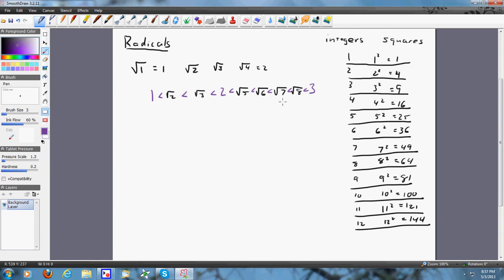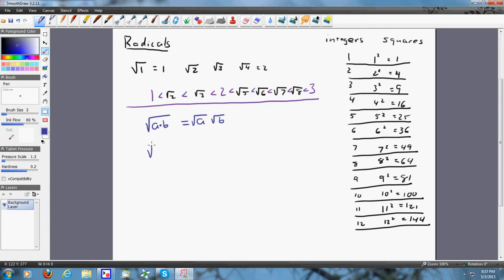Now, what I'm going to do is show you how to simplify a radical. And one thing you need to know about this, probably the only thing you need to know about this, is if you have two numbers, a times b, the square root of a times b is equal to the square root of a times the square root of b.